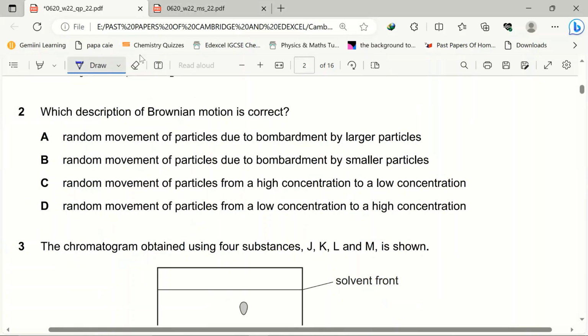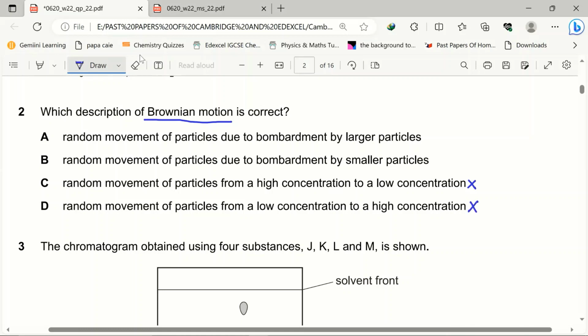Which description of Brownian motion is correct? So Brownian motion was in the syllabus before, but it's not there in the recent syllabus. The options: random movement of particles due to bombardment of larger particles; random movement of particles due to bombardment of smaller particles; random movement of particles from a higher concentration to low concentration. This is not true, as this is basically diffusion. And random movement of particles from a low concentration to high concentration, this is not true as well.